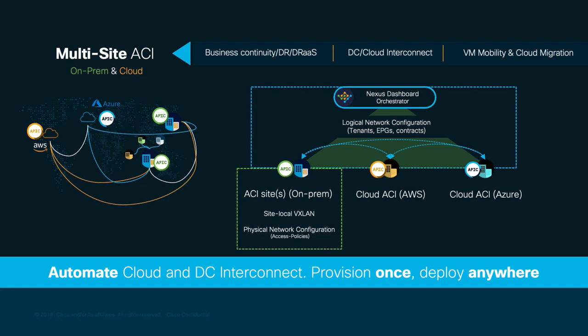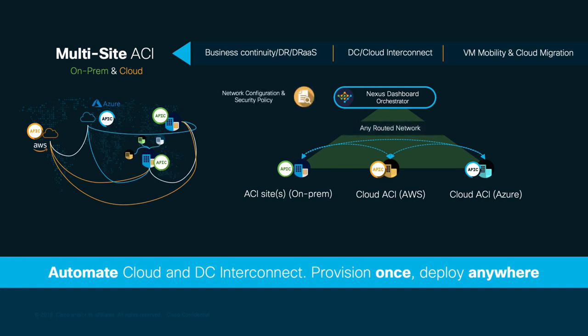To accomplish this automated VXLAN interconnect, we only need a routed network between sites, which enables Layer 2 extension and seamless VM mobility across on-prem sites, as well as accelerated cloud migrations by configuring and securing a single logical network.